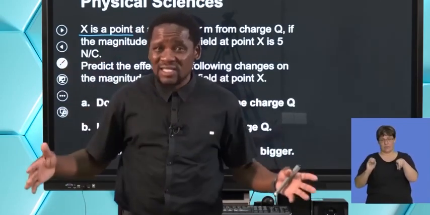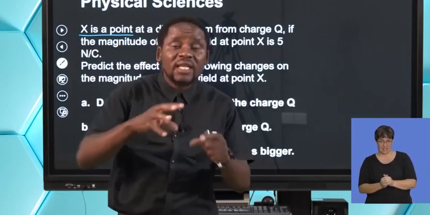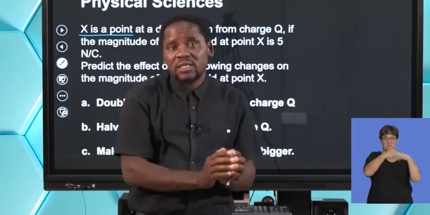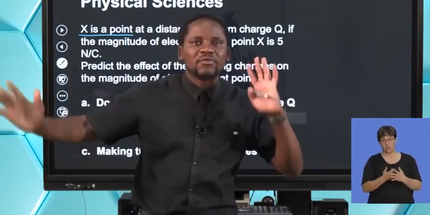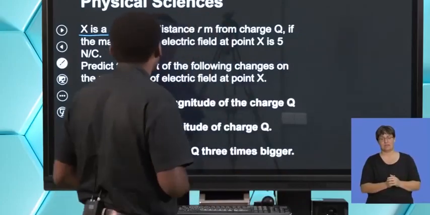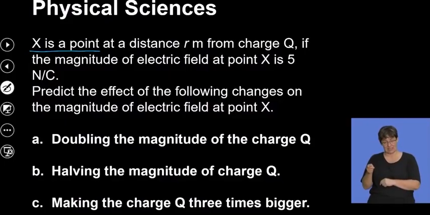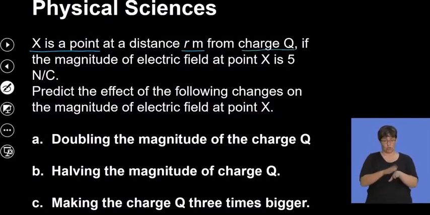There is no charge there. It's just a position relative to the charge that creates the field. So that needs to be very clear from the onset, right? So X is a point that is still at a distance R. There's a charge Q. We assume that charge is going to create a field, right?